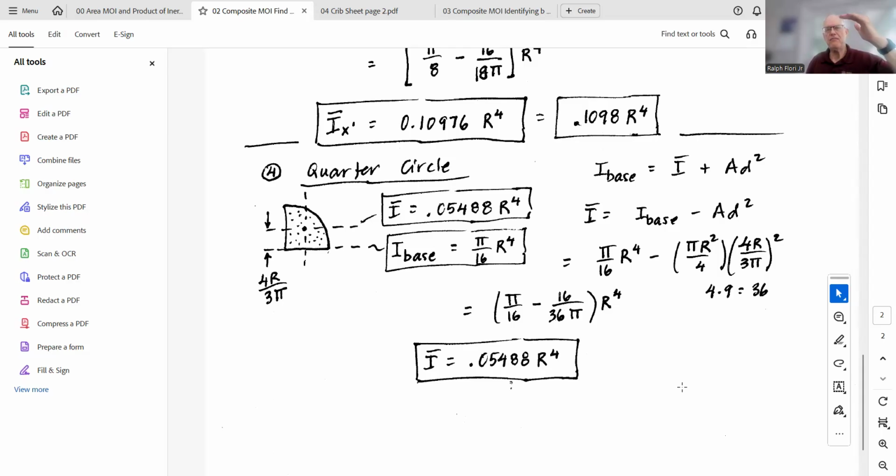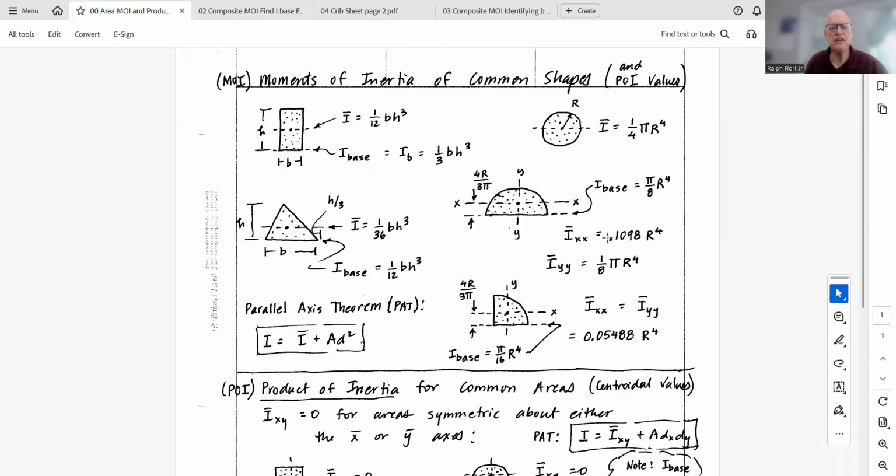So this gives you the I bars plus the I base for all of these common shapes, and you know where they came from. And knowing this, you can start with one and get the other, start with the other, get the other one. And of course, this is just a simple application of the parallel axis theorem as well. So let's compare my sheet. This is my sheet that I write out, and I encourage you to write out something like this. And let's compare this to Hibbeler's crib sheet.